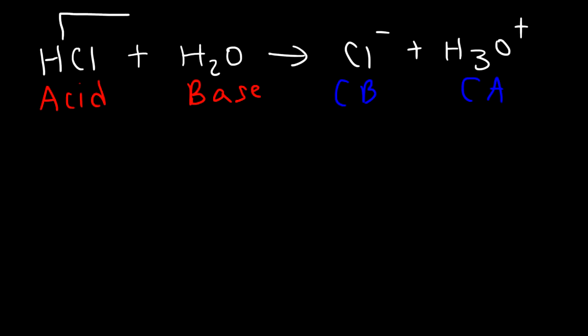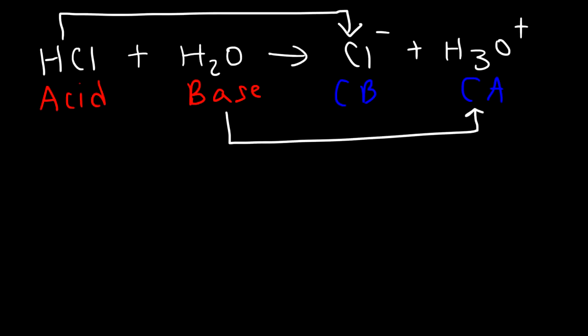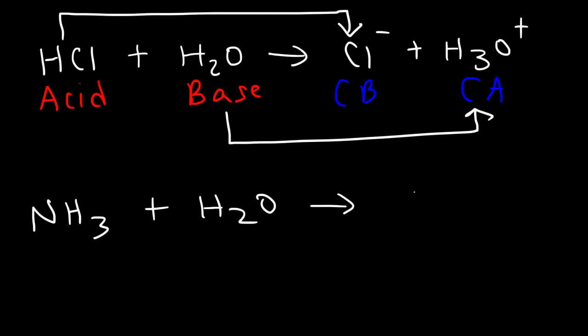So the acid always turns into the conjugate base, and the base turns into the conjugate acid in the course of an acid-base reaction. Let's look at another example. Ammonia, when it reacts with water, produces NH4+ and OH-. In this example, identify the acid, the base, the conjugate acid, and the conjugate base.